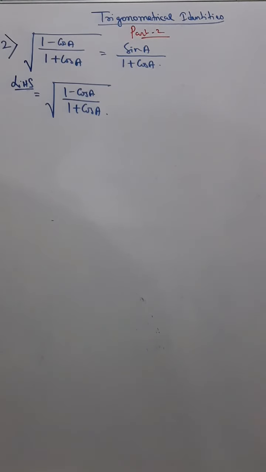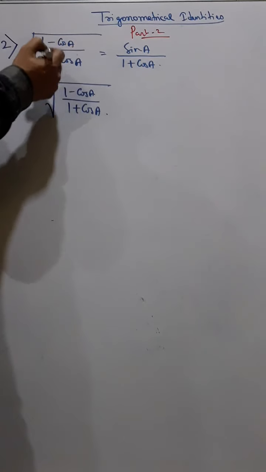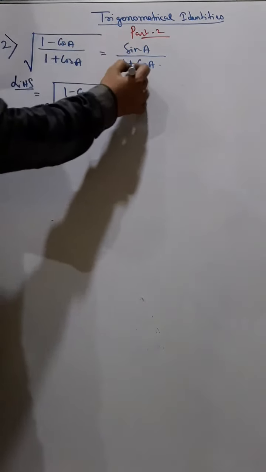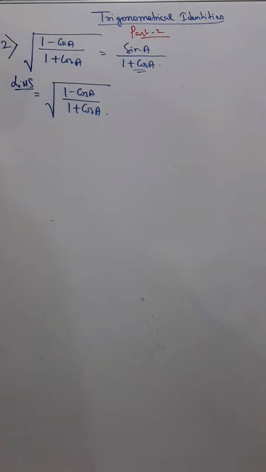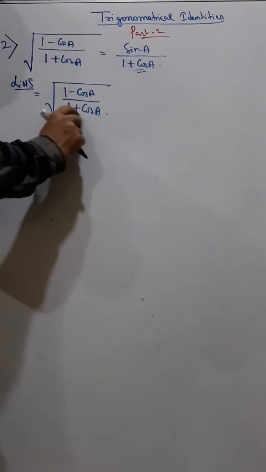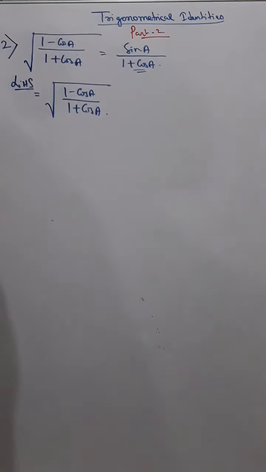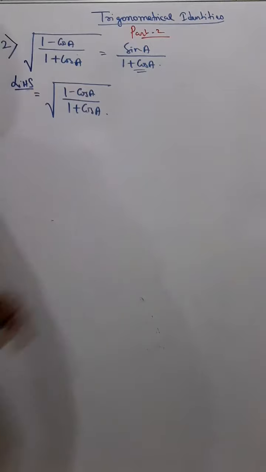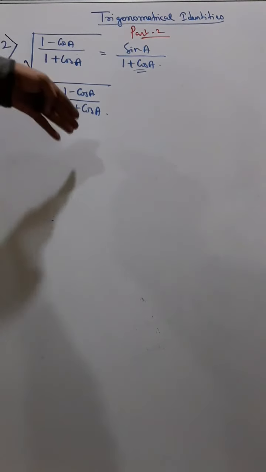Now in this sum you can see in the left hand side numerator you have 1 plus cos A, and in the right hand side numerator also you have 1 plus cos A. So if you rationalize, the denominator will change. You know that in the previous sum we rationalized the denominator and the denominator changed to sine square, right?